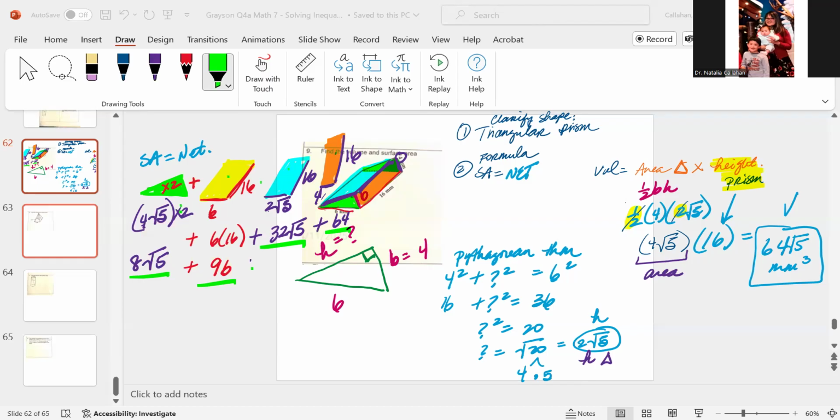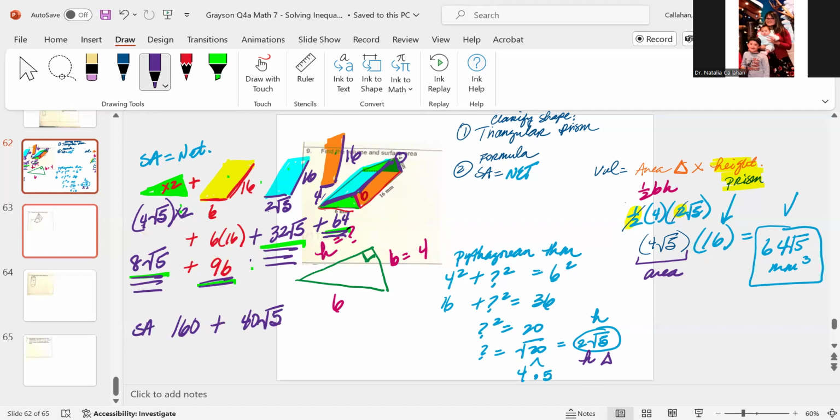96 and 64 is 160. Yes? Yeah. So these two can be added because they're the same term, right? Then, do you see these ones right here? They both have square root of 5, right? So you can add the 8 and 32, which gives you 40 square root 5, correct? Yeah. Your surface area is this, meters squared.